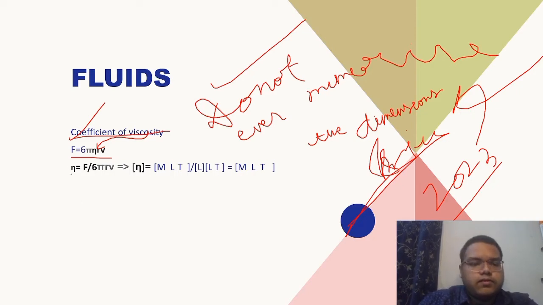Next, so eta will be Fv divided by 6 pi rv. So the dimension of eta will be m L t to the power minus 2 divided by L and L to the power minus 1. So this L goes with this L, it will be inverse, m to the power 1, L inverse, t to the power minus 1.